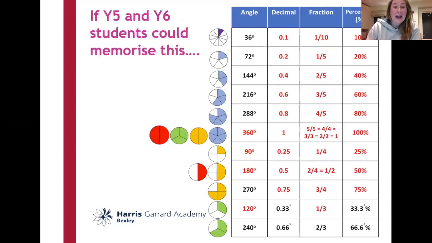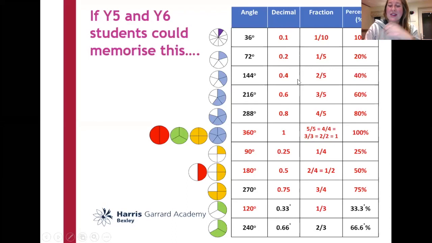If year 5 and year 6 and year 4 students could memorize this, our lives would be so much easier. Decimal fraction percentage equivalents, oh my goodness me. I'll give you an example here. If we go down to the first one, a decimal is 0.1, a fraction, that's 1/10, as a percentage, that's 10%. As an angle, that would be even better if they know that.